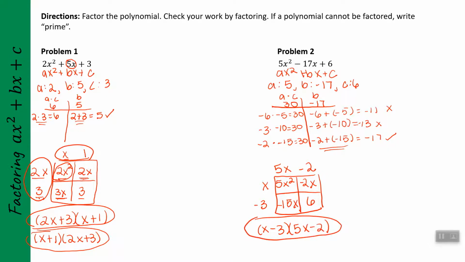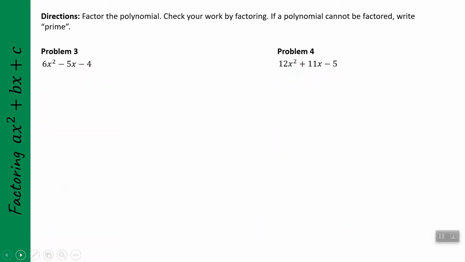And that's the factored form of that polynomial. Okay, let's go ahead and try another one. I'm not going to write out my formula here every time. It's actually on the left-hand side if you want to look at the slides. So A is 6, B is negative 5, and C is negative 4.